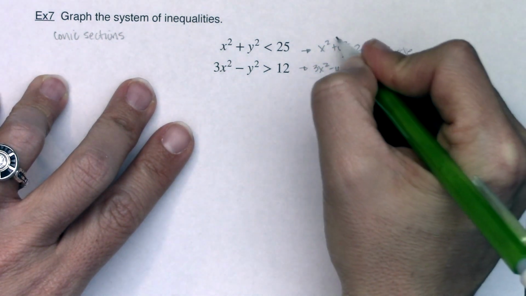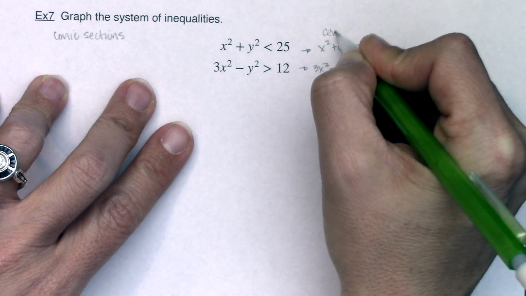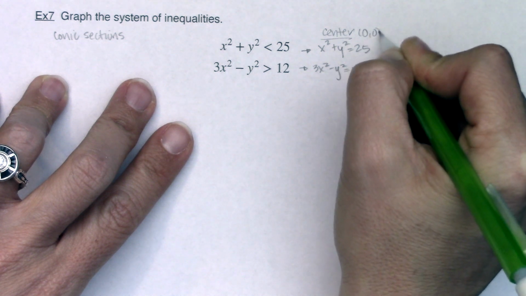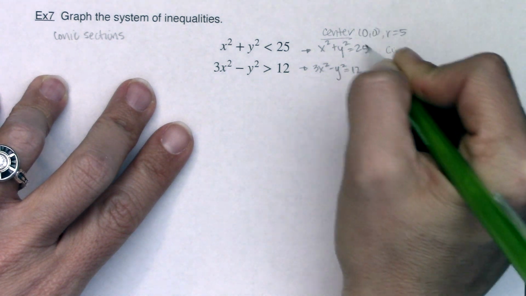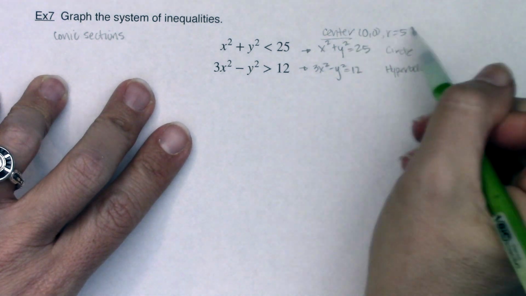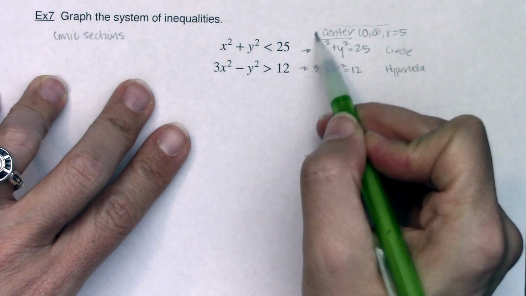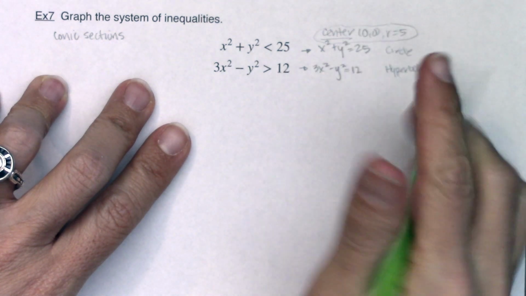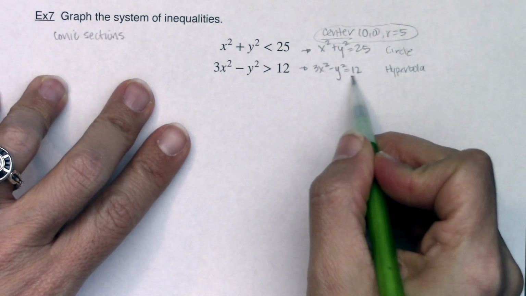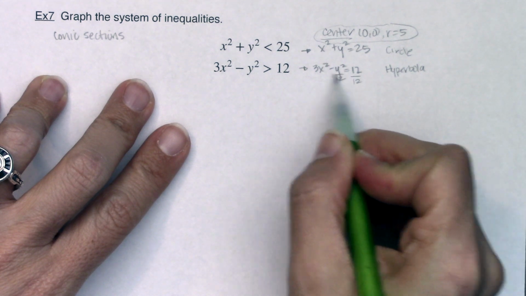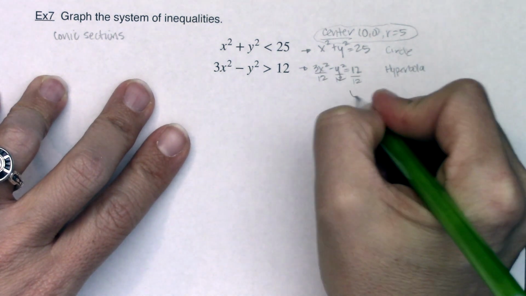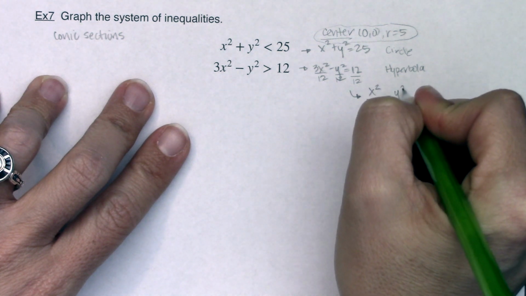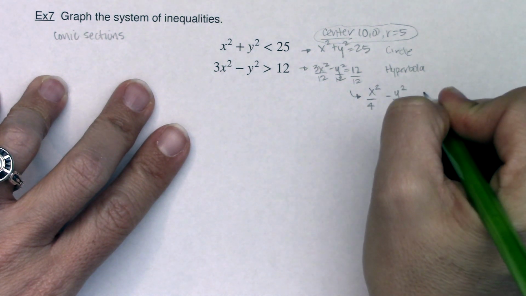So for this circle, the important factors we usually look at are the center, which is at 0, 0, and the radius, which in this case is 5. It's always the square root of that number. So we can use that when we graph it, and I'll just separate that out here. Now for the hyperbola, when we go to put it in graphing form, we usually want a 1 on this side. So if I divide everything by 12 and simplify a little bit, I'll have x squared over 4 minus y squared over 12 equaling 1.